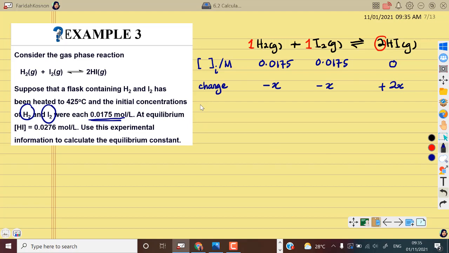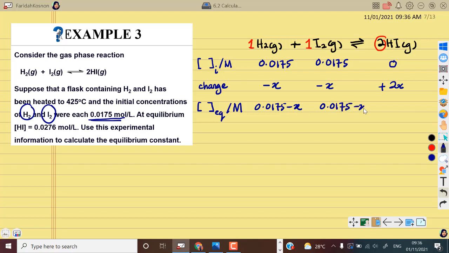Okay, so lastly, dalam table ini adalah concentration at equilibrium. Unit pun molar. So, ini simbol dia. Okey, jadinya kat sini apa? Kita macam selesaikan. So, this one is 0.0175 minus X.